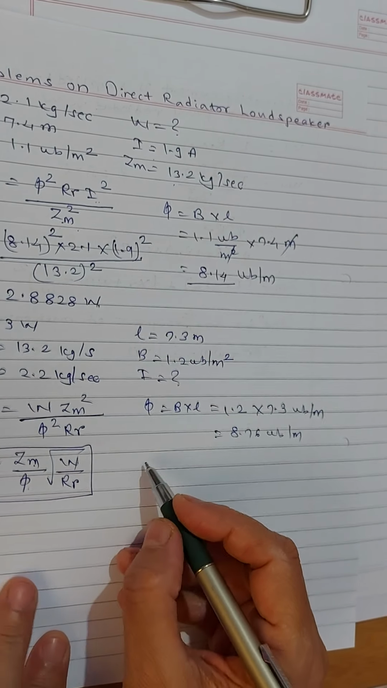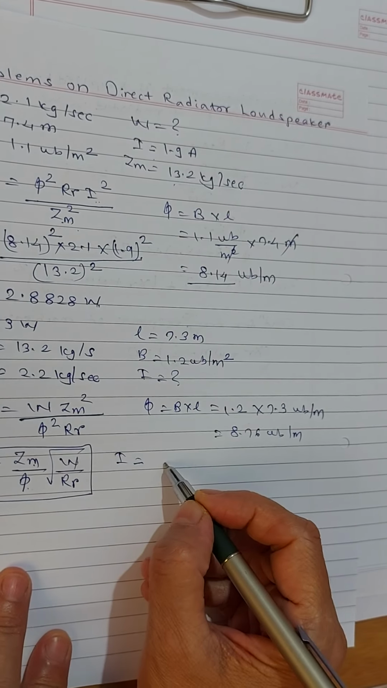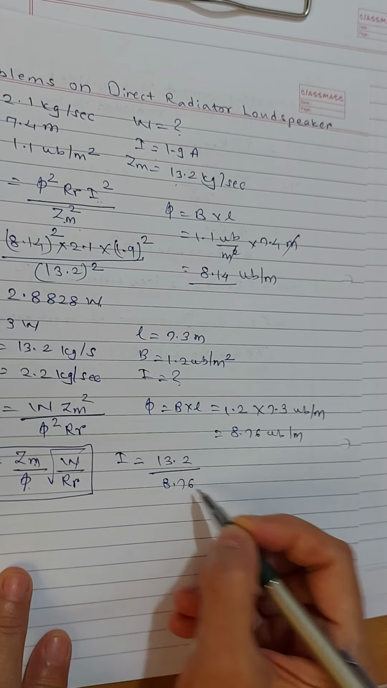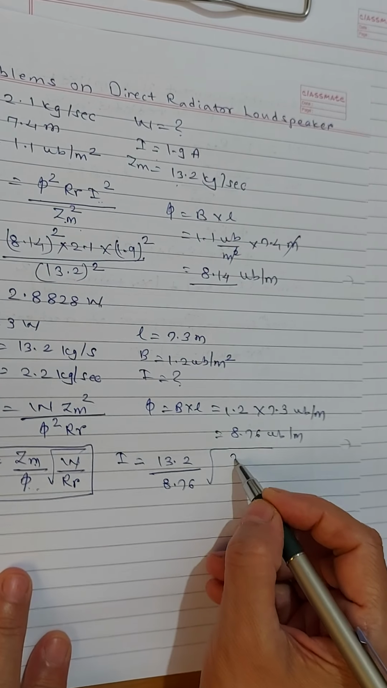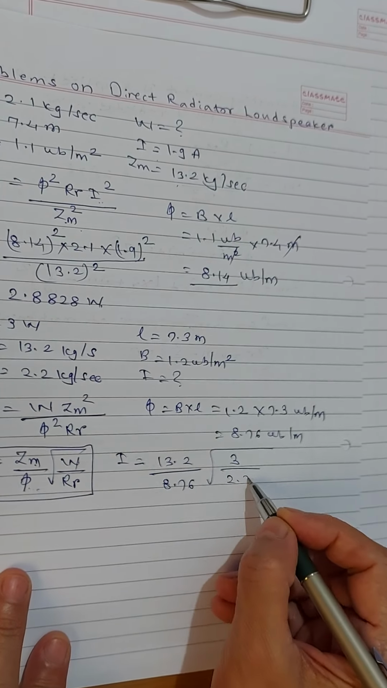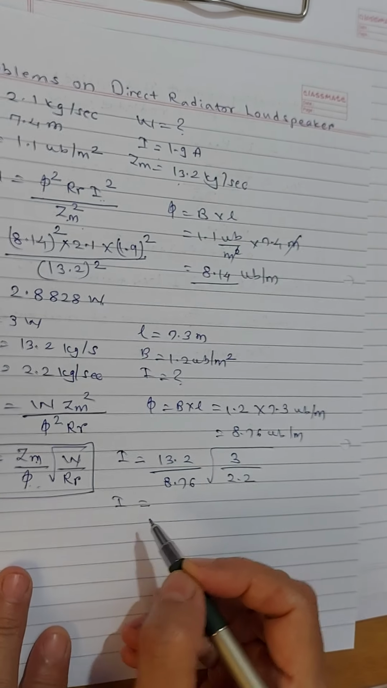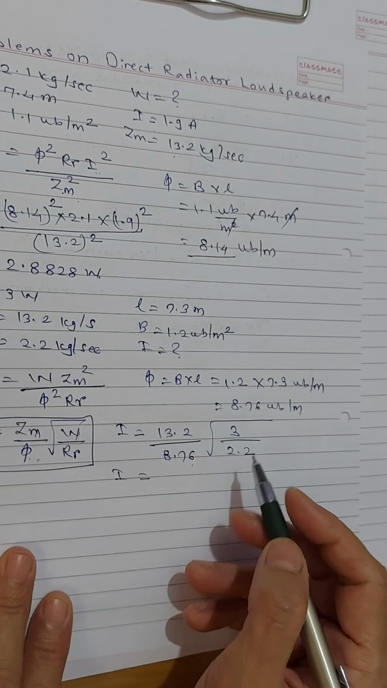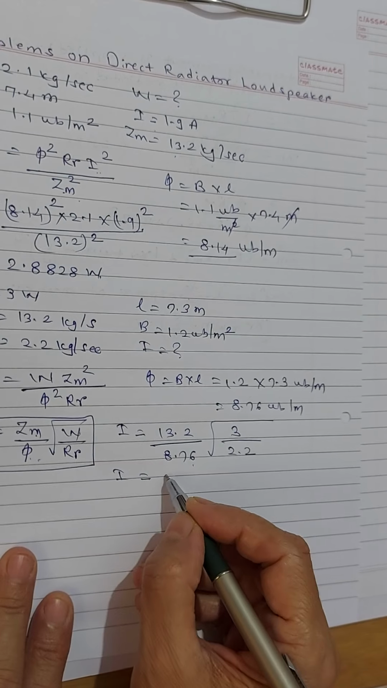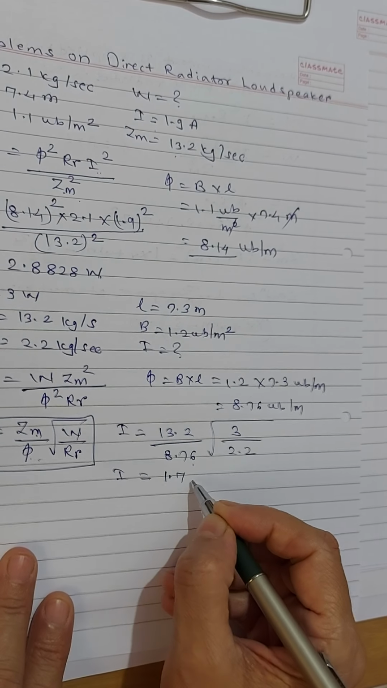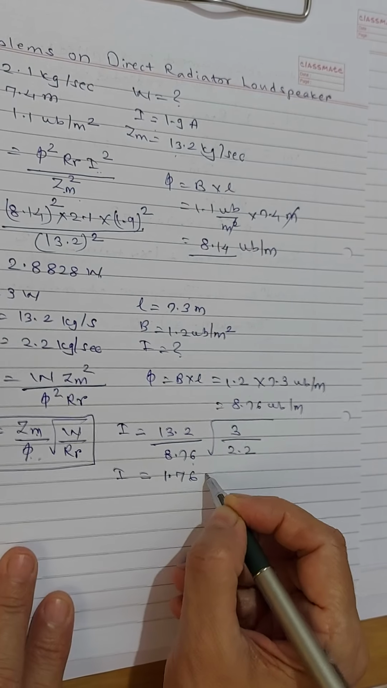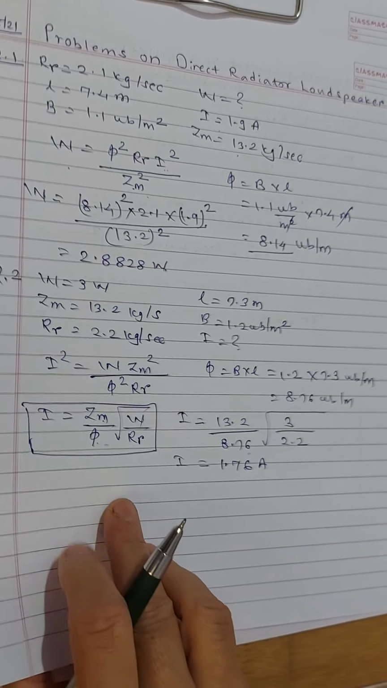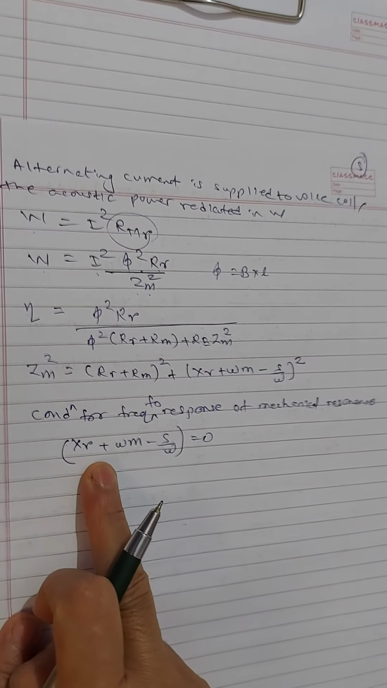Okay, afterwards what will I do? I'll substitute the values over here. So I is Zm, which is 13.2 divided by 8.76 under root W is 3 divided by R, R is 2.2. Correct. So if you simplify this, 13.2 by 8.76, you should get the answer around 1.75 or 1.76 ampere. So this is the way we can simply get the answer. Correct. Now we'll move towards a little more difficult problem with this condition.